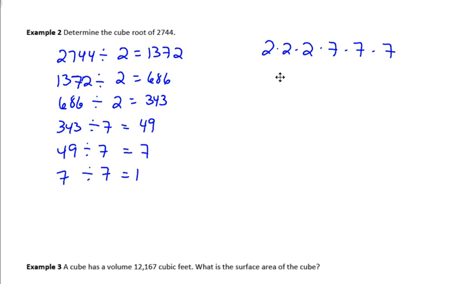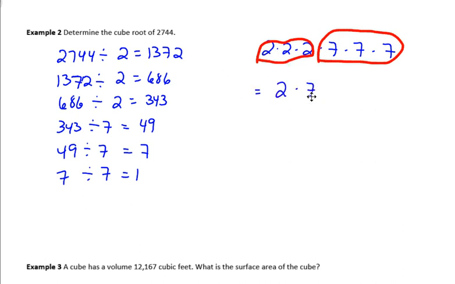So now I've got a group of 3 2s and a group of 3 7s. Because we're finding a cubed root, that means that we're going to make groups of 3. So we've got one group of 3 there, one group of 3 there, and then just like we did in our previous example, we're just going to remove 1 from each of those groups, and we find that the cubed root is equal to 14.